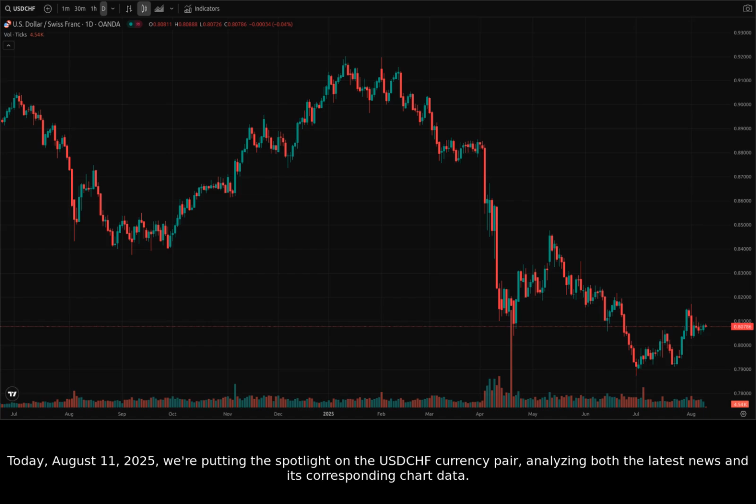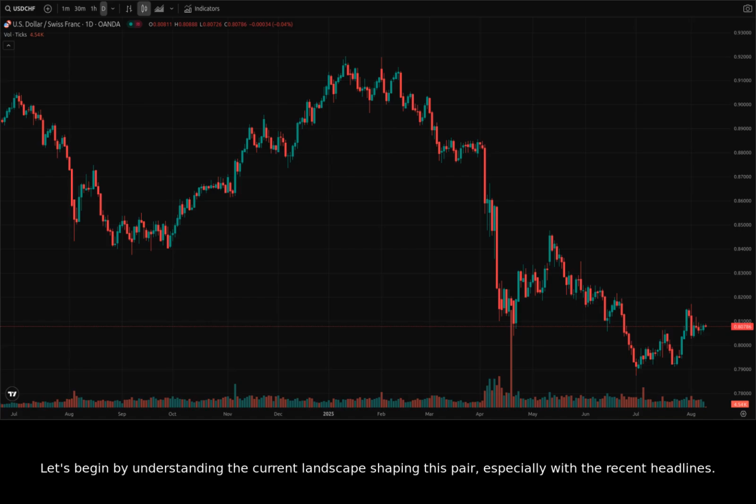Today, August 11th, 2025, we're putting the spotlight on the USDCHF currency pair, analyzing both the latest news and its corresponding chart data. Let's begin by understanding the current landscape shaping this pair, especially with the recent headlines.